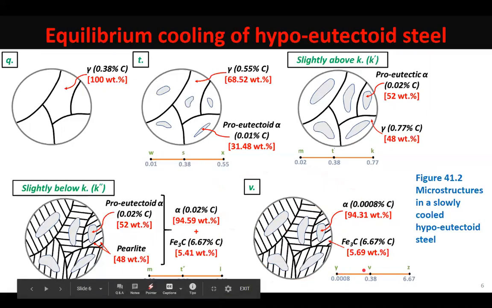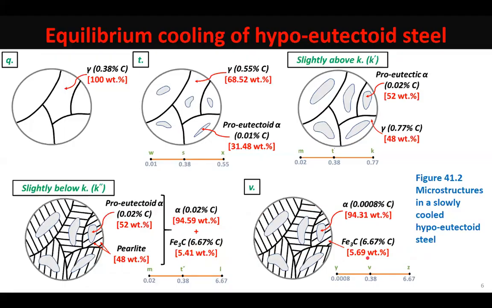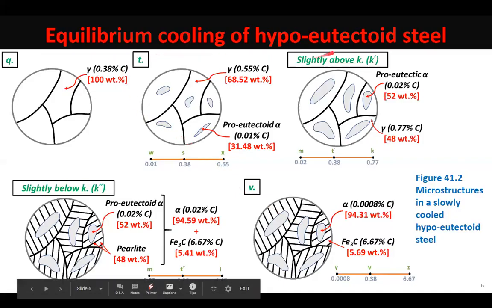Cementite, students, will always be of 6.67% carbon. That does not change because it's a compound. Yes, the amount of cementite has slightly increased from 5.41 to 5.69. So that's all about the equilibrium cooling of hypoeutectoid steel of 0.68% carbon. Exactly similar changes would take place if you take any other hypoeutectoid steel.